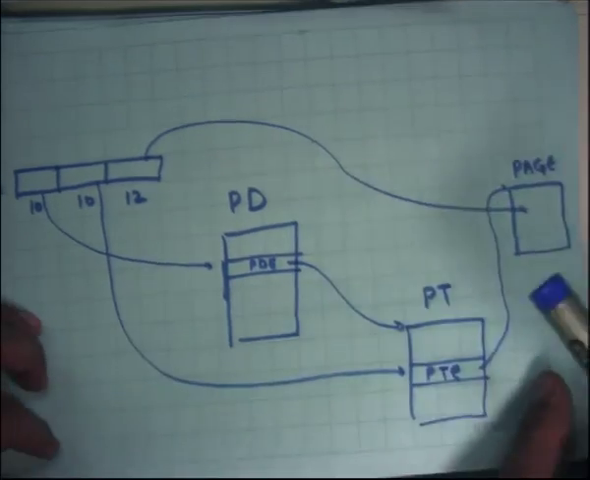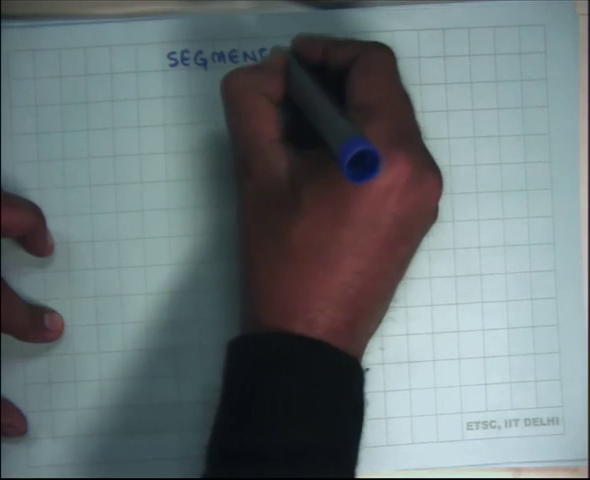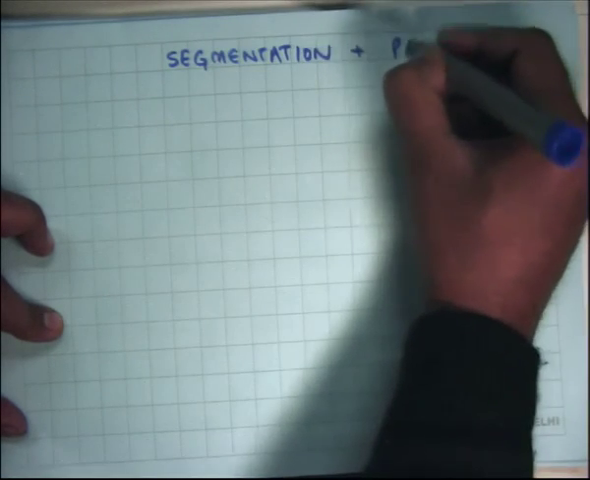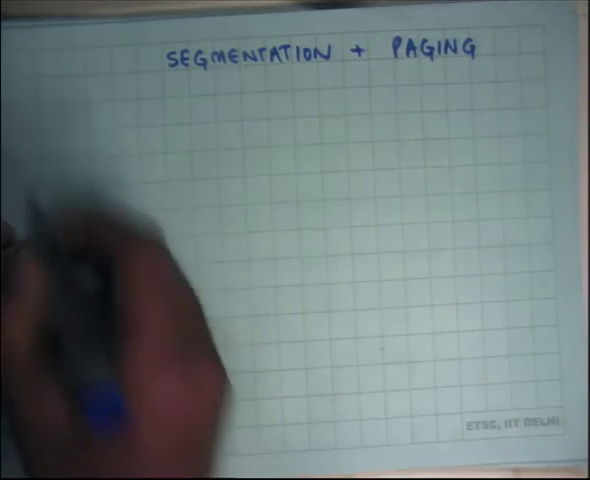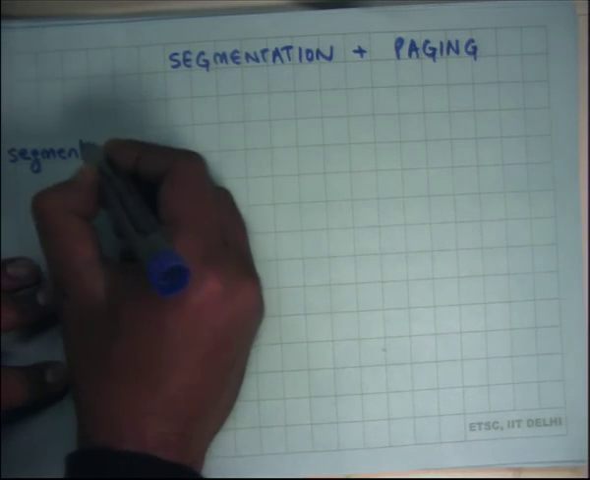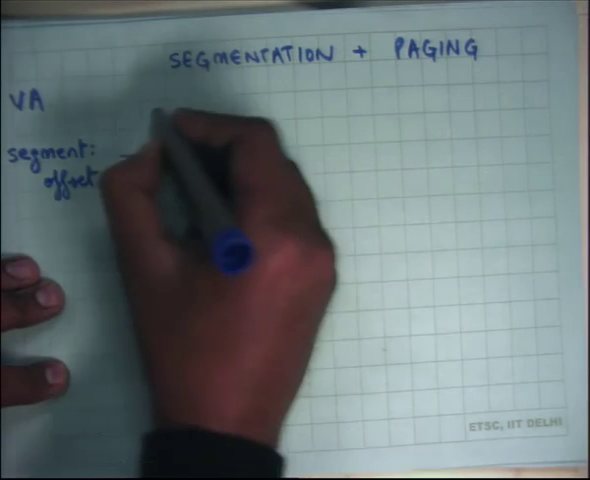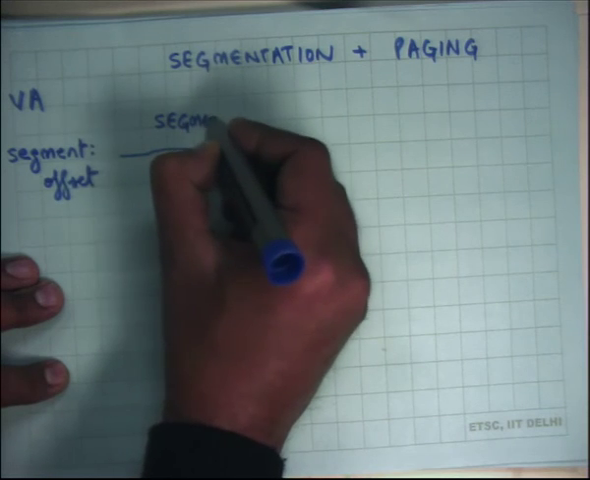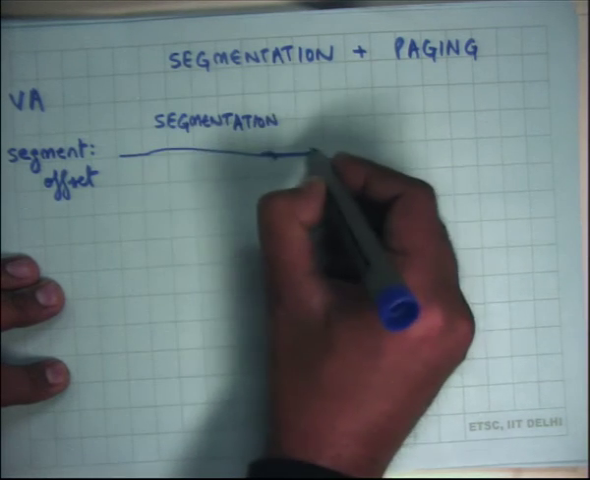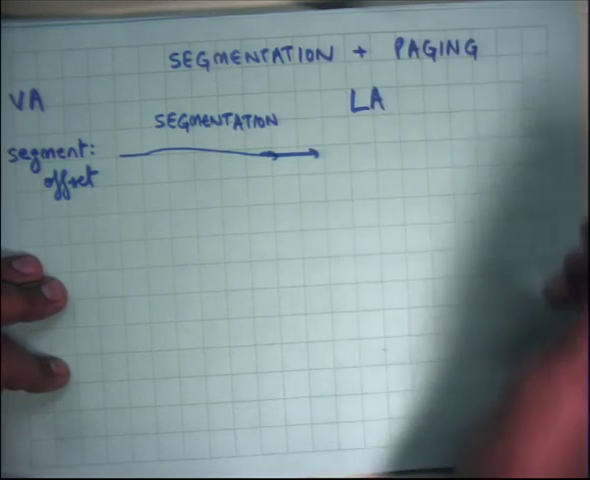Let's see how this works on x86. So x86 actually uses both segmentation and paging. All right, so a virtual address of the form segment colon offset. This is called a virtual address, VA. It goes through the segmentation hardware, as we discussed earlier, to give you another address, which we have been calling the physical address so far, but actually gives you what's called a linear address.